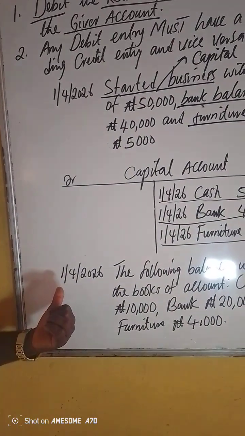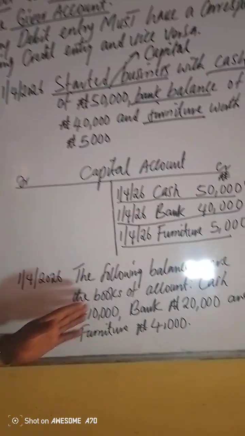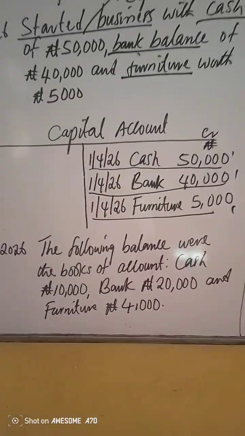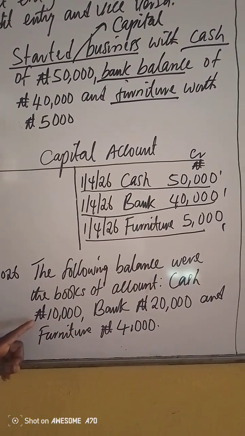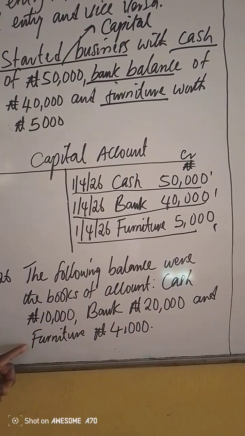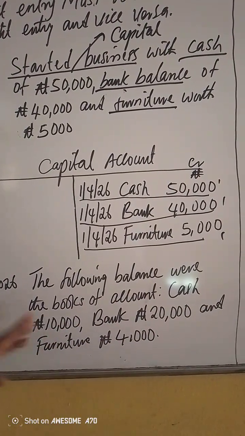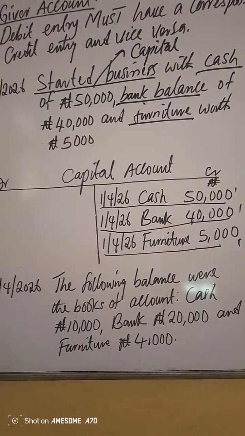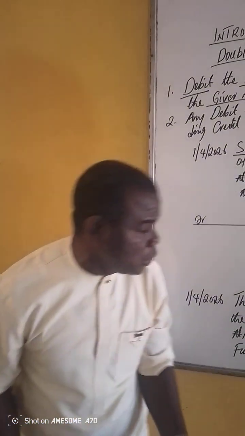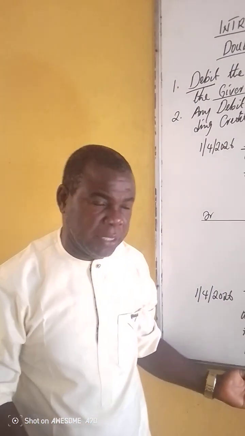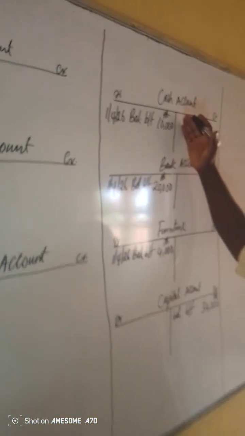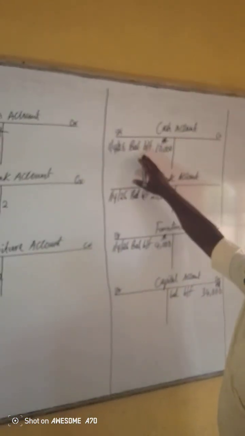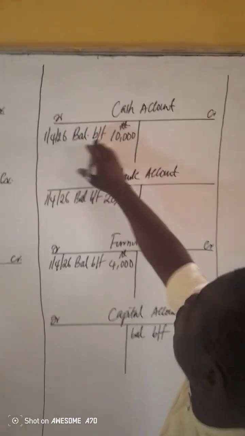That means as the business begins in April, the balances brought forward from March to April were cash 10,000, bank balance 20,000, and furniture valued at 4,000. In this case, you cannot call these balances capital in the real sense of it. But we know that they are referred to as balances brought forward, and the business is not starting new. So if you want to post the balances in the ledger account, you quickly come and say, in the cash account, cash has a balance brought forward of 10,000.